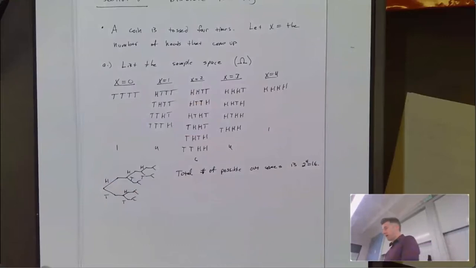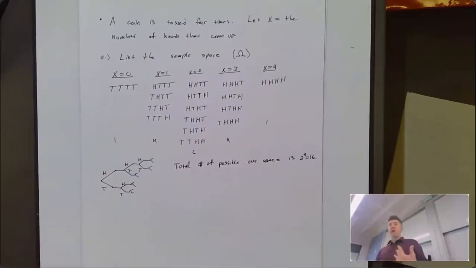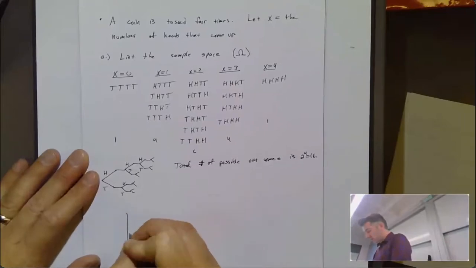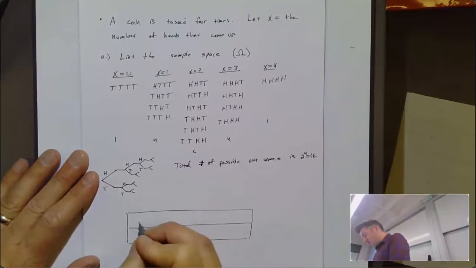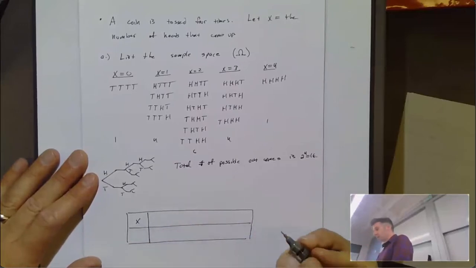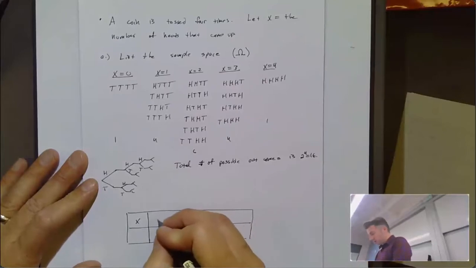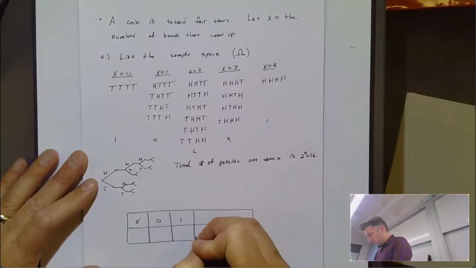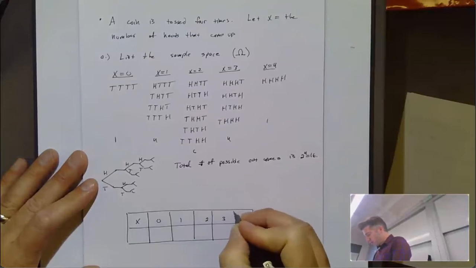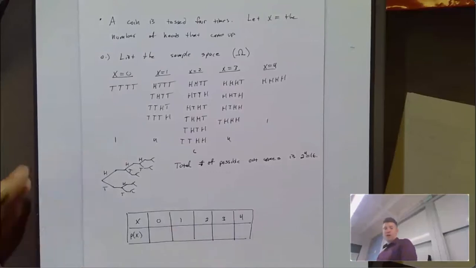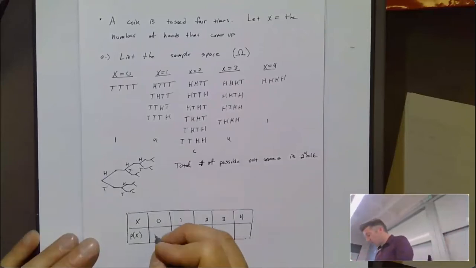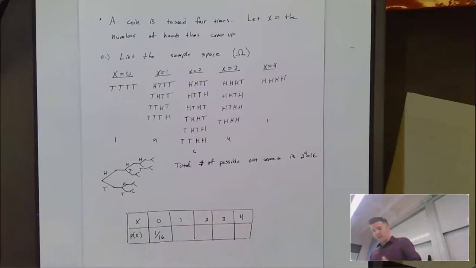So let's go ahead and write the table for our variable x. Oftentimes you'll see a table like this, where you have in the first row the values x can take on. So in this case, the values of x are 0, 1, 2, 3, and 4. And then below that, the probabilities of those values. So what's the probability of flipping 0 heads? Right, 1 over 16.